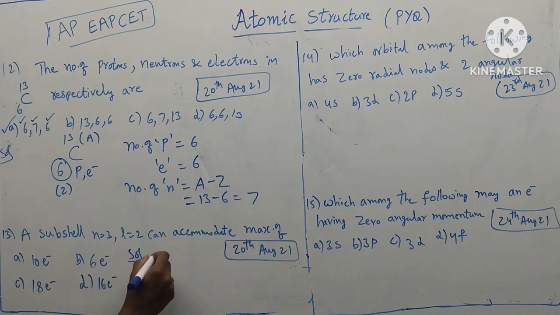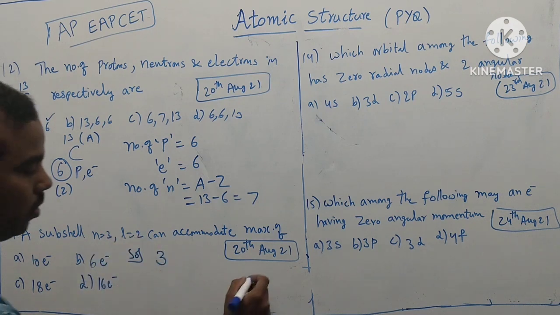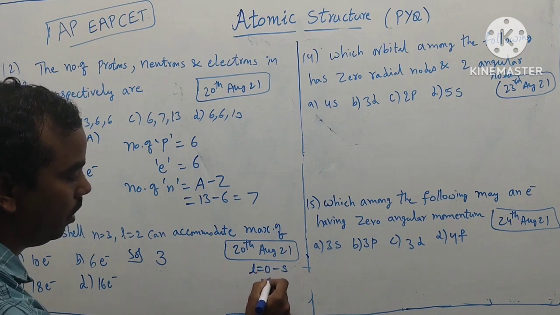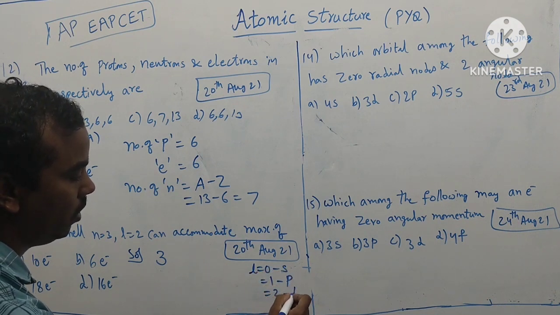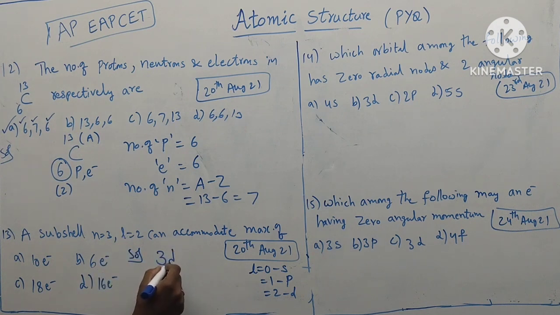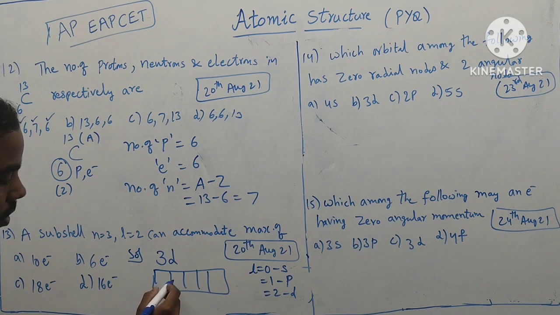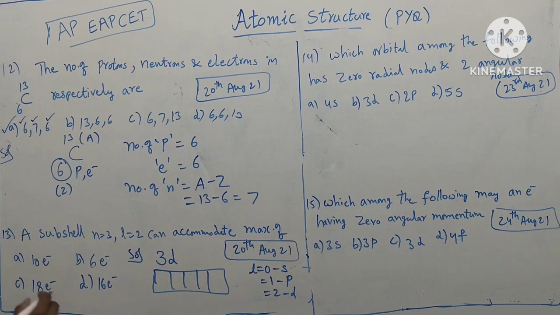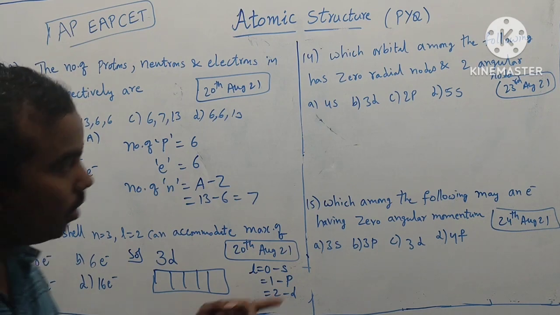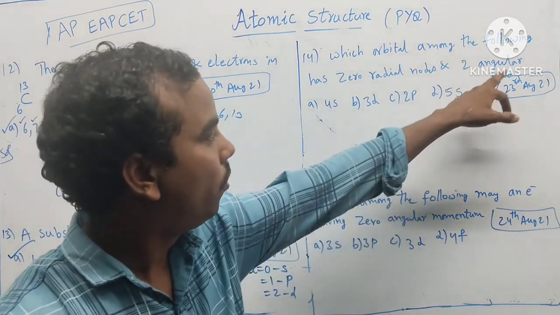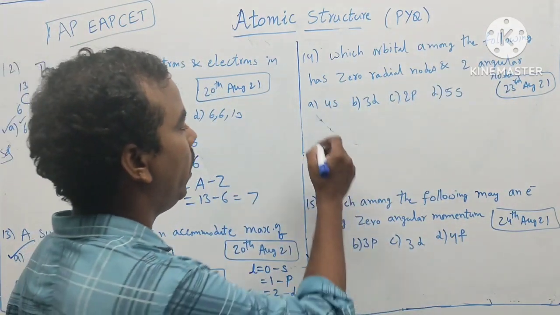electrons? n equal to 3 means the third shell, l equal to 2. We know that l equal to 0 means s, l equal to 1 means p, l equal to 2 means d. So l equal to 2 is d, 3d. In 3d, how many orbitals are present? 5 orbitals. Each orbital accommodates 2 electrons, 5 orbitals, so 5 into 2, 10 electrons. Next, which orbital among the following has 0 radial nodes and 2 angular nodes?